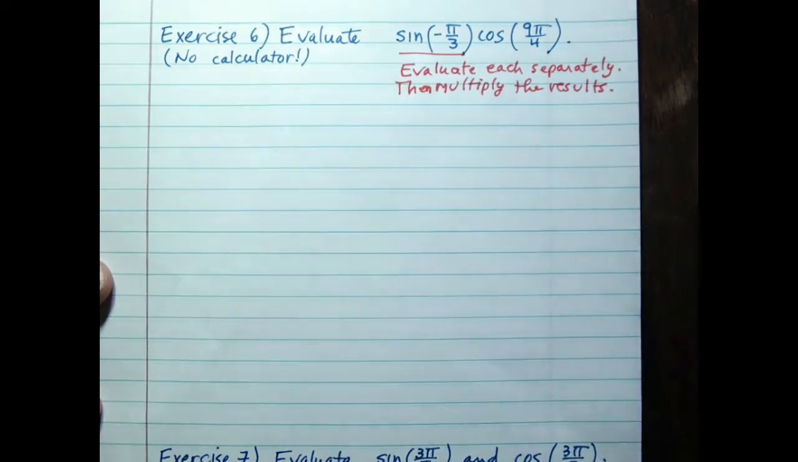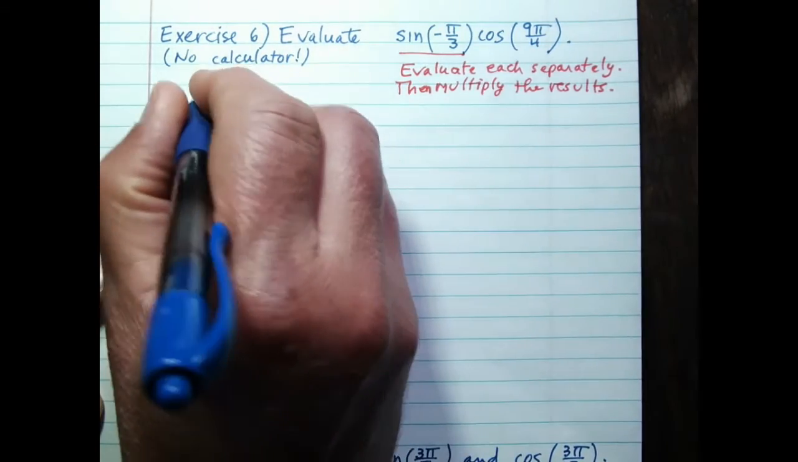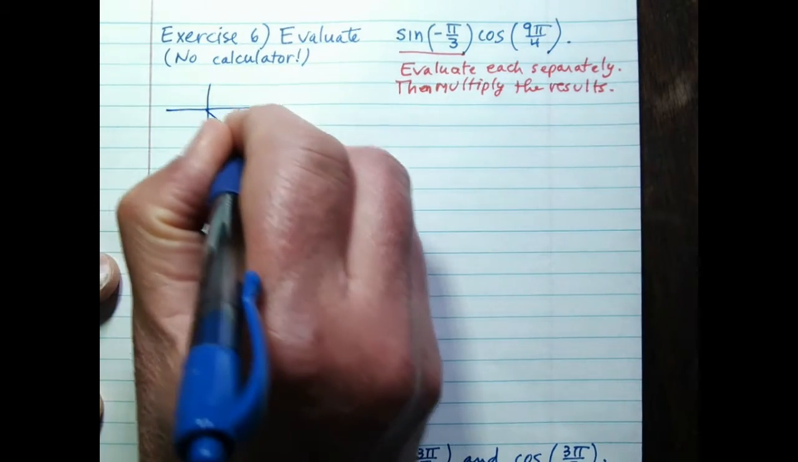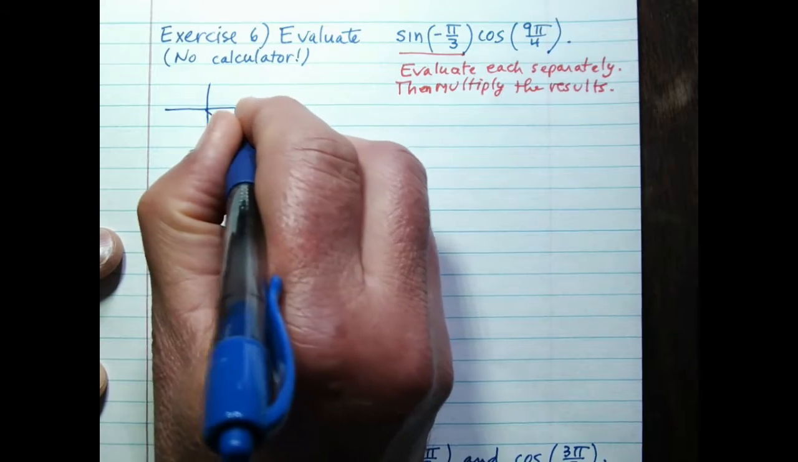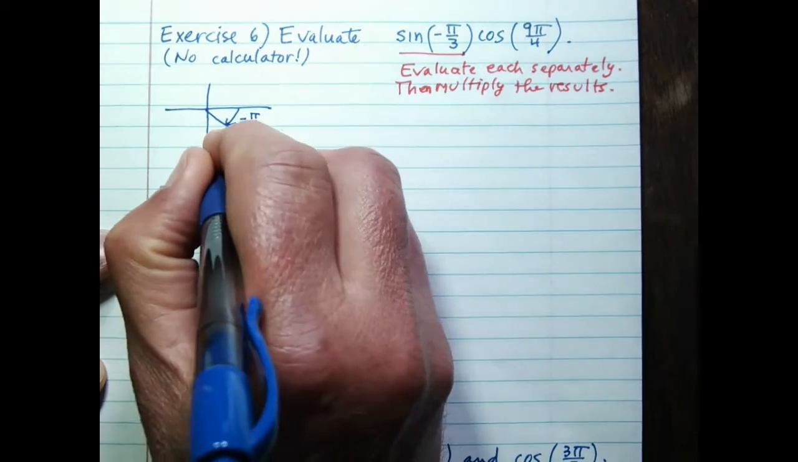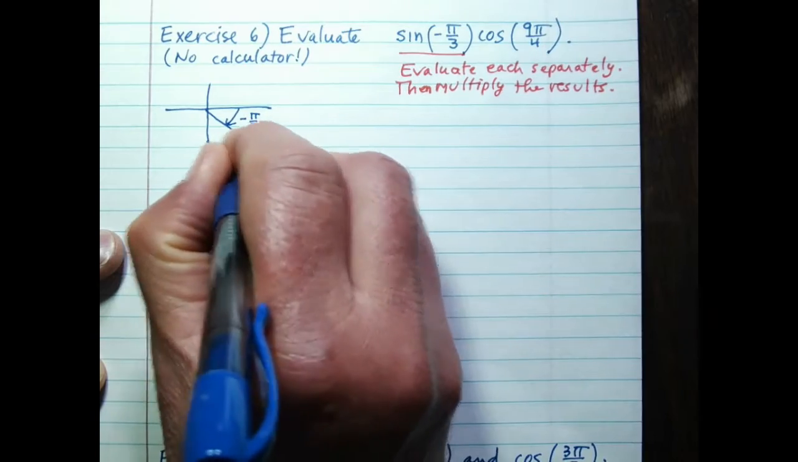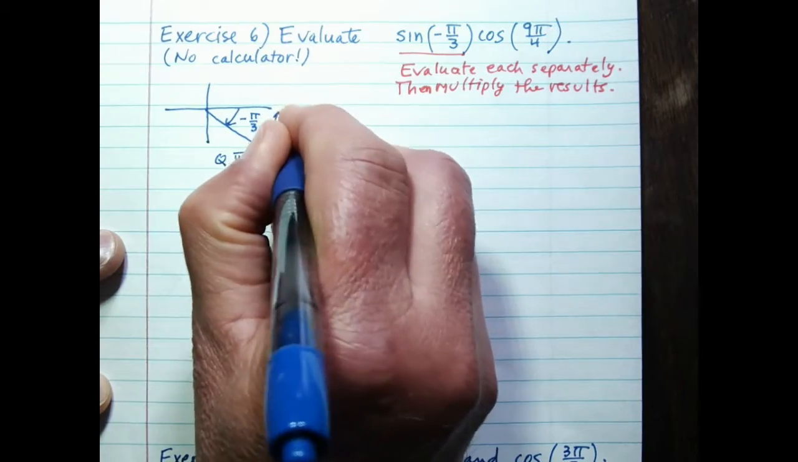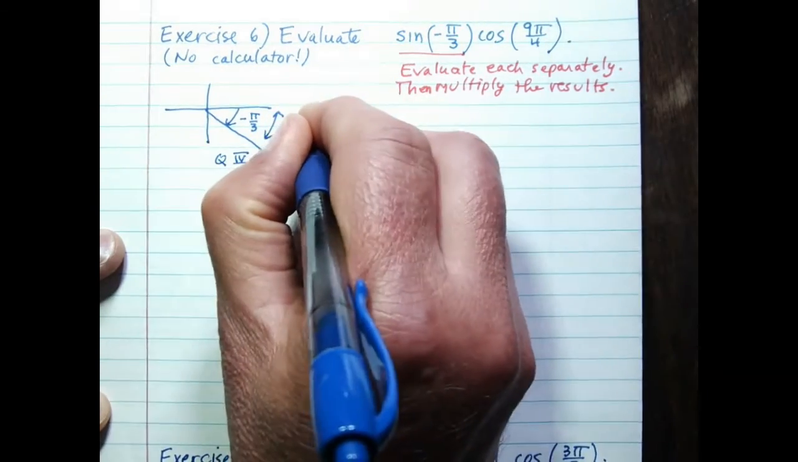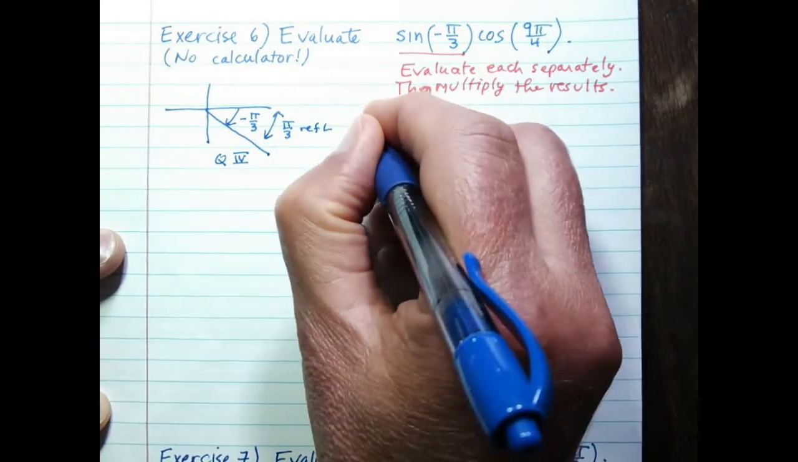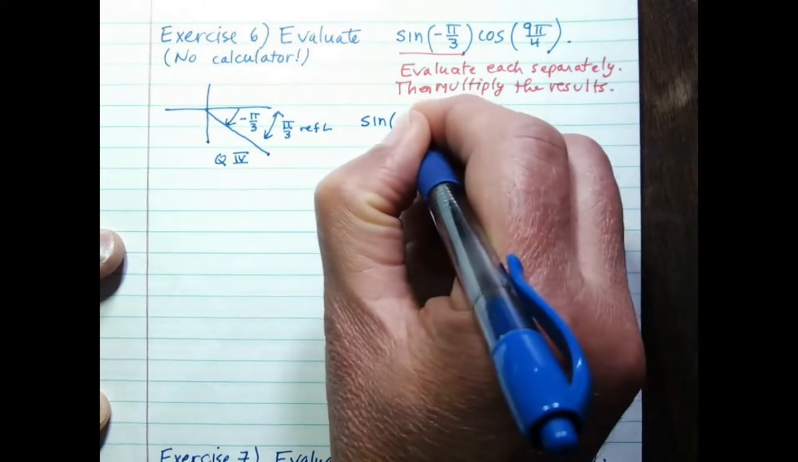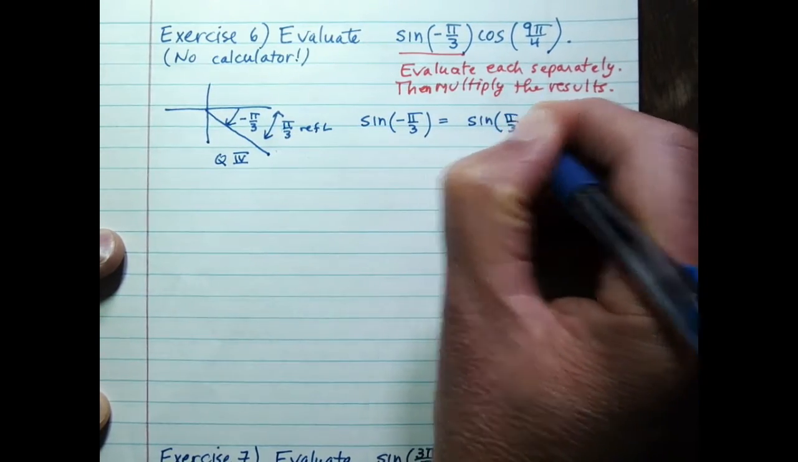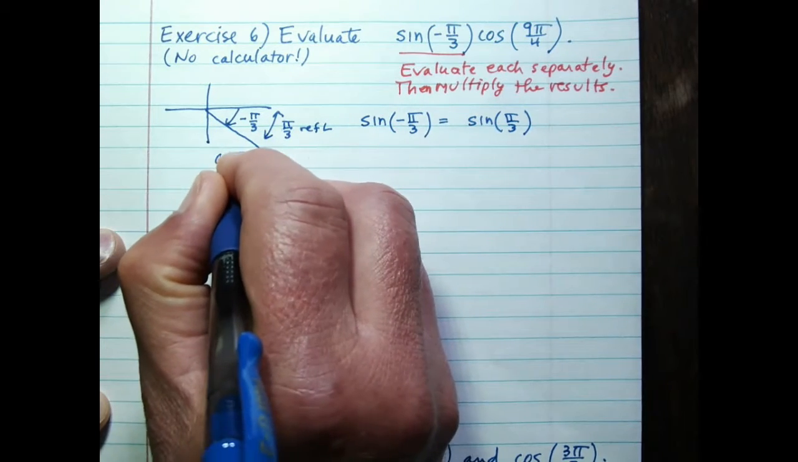Just look at sine of negative pi over 3. So it's negative pi over 3, not too hard to draw in standard position. It's in quadrant 4. And its reference angle is positive pi over 3. So sine of negative pi over 3 is related to sine pi over 3 in quadrant 4.